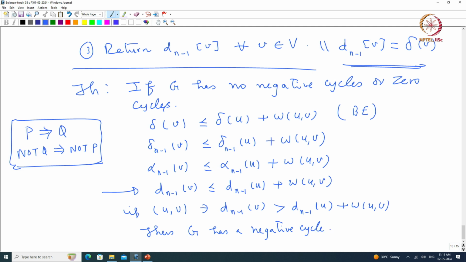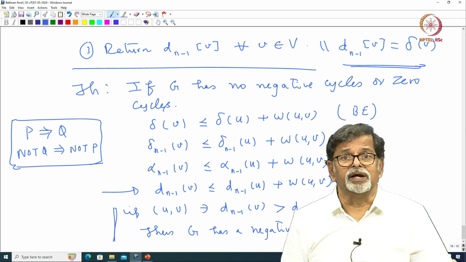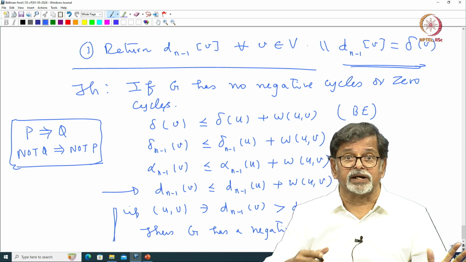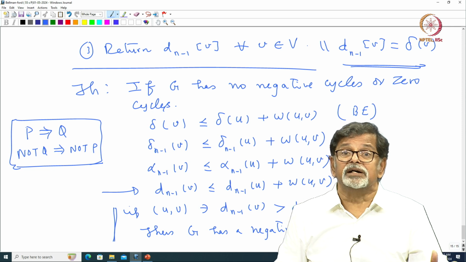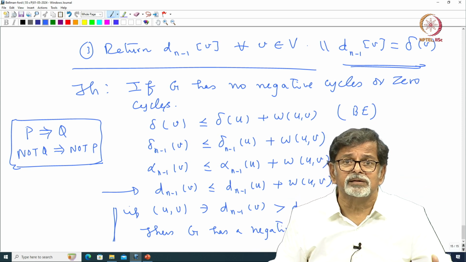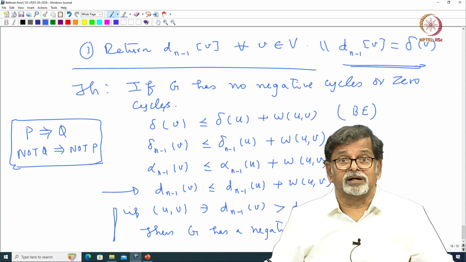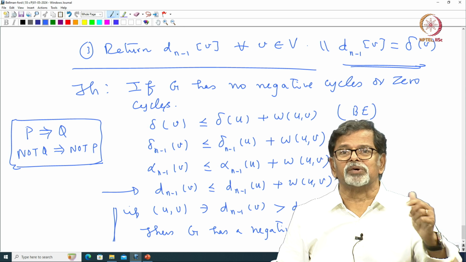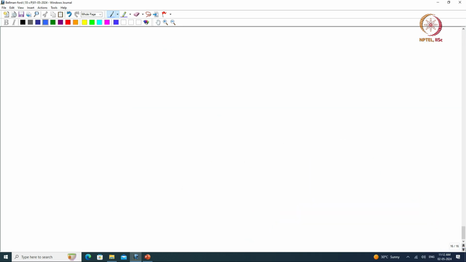If there is a UV such that D n minus 1 V is greater than D n minus 1 U plus weight of UV, look at this implication. This implication shows that I can check whether G has a negative cycle or not. Therefore, compute up to Dn minus 1, then you just check whether there is a negative cycle or not. If there is a negative cycle, simply say that G has a negative cycle. Do not return the D values, because D values do not hold the shortest path weights. D has some numbers, that is all. But if G does not have a negative cycle, we know that D has the correct value, you can return it. Therefore, this is the way to deal with an arbitrary graph.